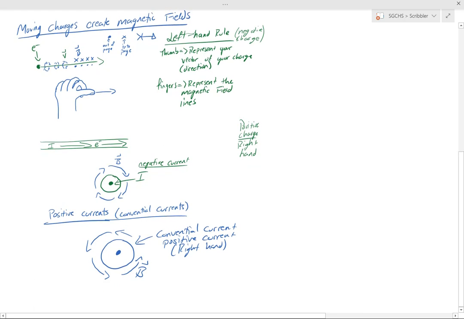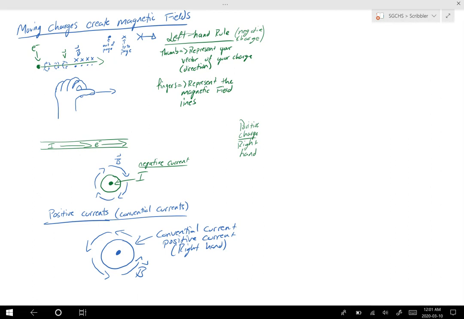So these are the applications of the left-hand and right-hand rule. We've learned that a moving charge creates a magnetic field, and we've learned how to determine the magnetic field lines when that is occurring.